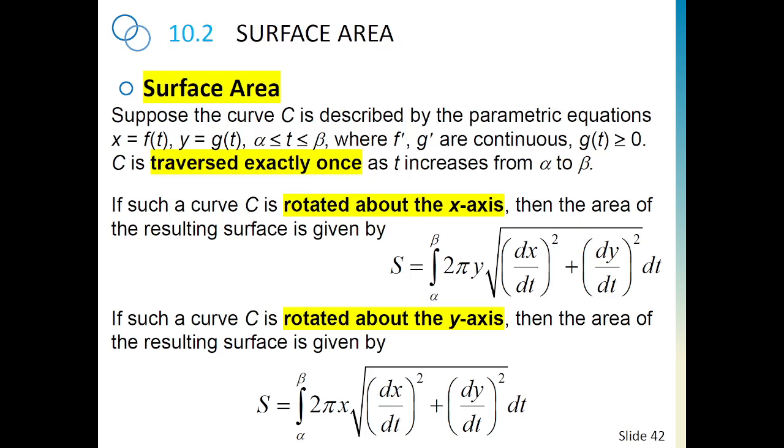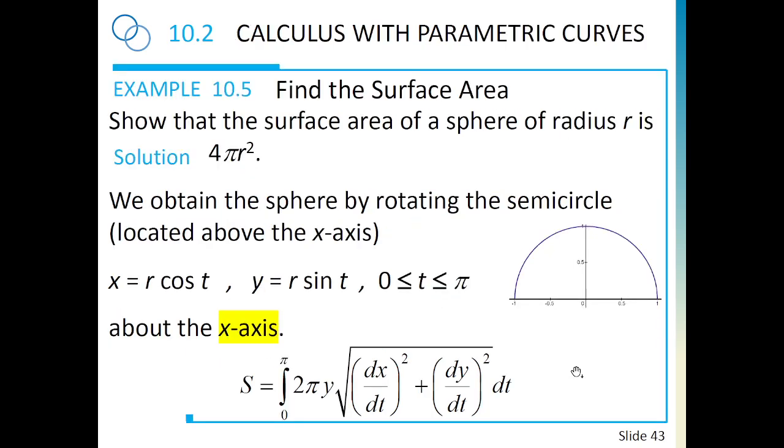So those are straightforward formulas. Computation might be more involved. For instance, if we want to compute the surface area of a sphere, how do we get the sphere? We take a half circle, a semicircle here, and then we spin it around the x-axis. We will get the surface area of a sphere. The sphere will be there just by spinning this semicircle around the x-axis.